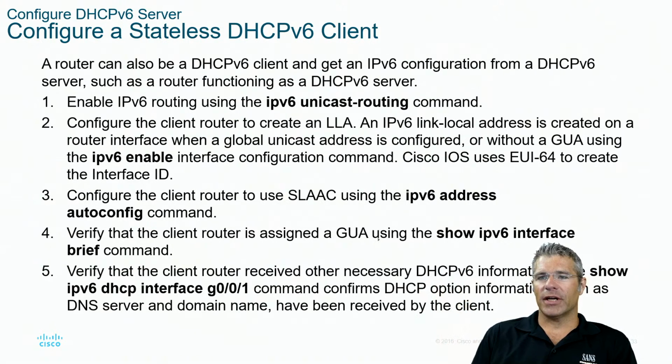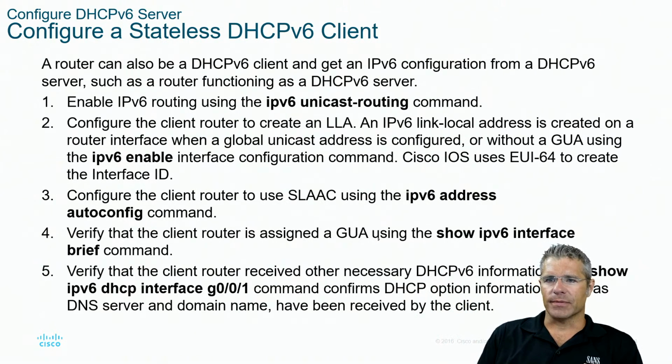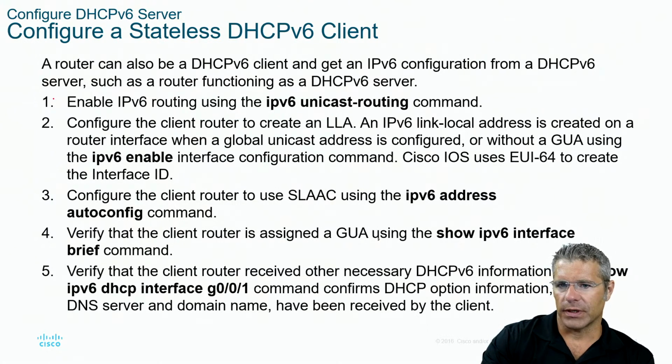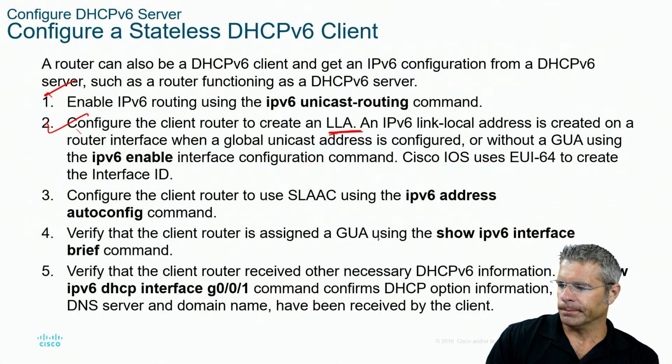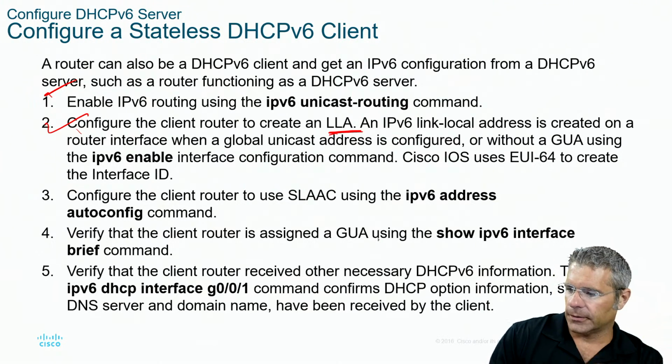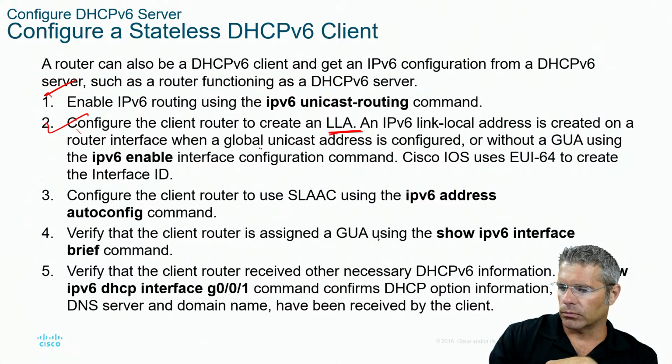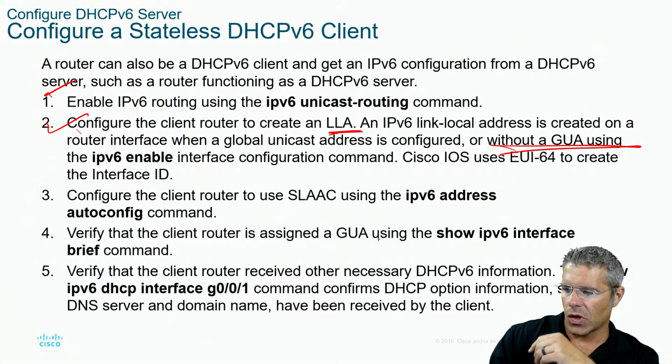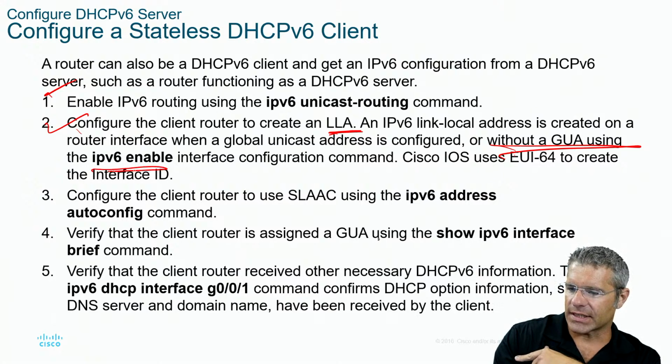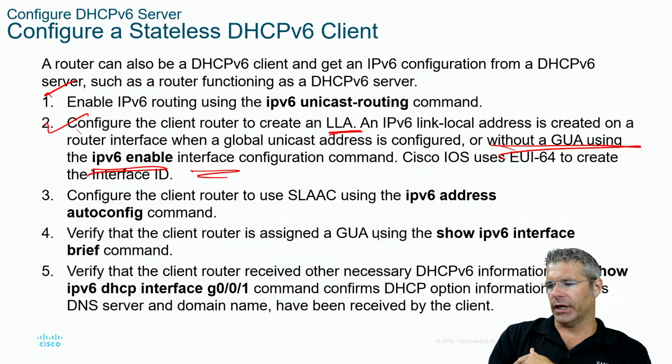If for some reason you want to make your router a DHCP client, which seems like it could get you into trouble, it's a similar set of steps. We enable the IPv6 unicast routing, basically making the device aware. You configure the client to create a LLLA, only two L's. So that link local address will come on using the IPv6 enable on that interface to bring it up.